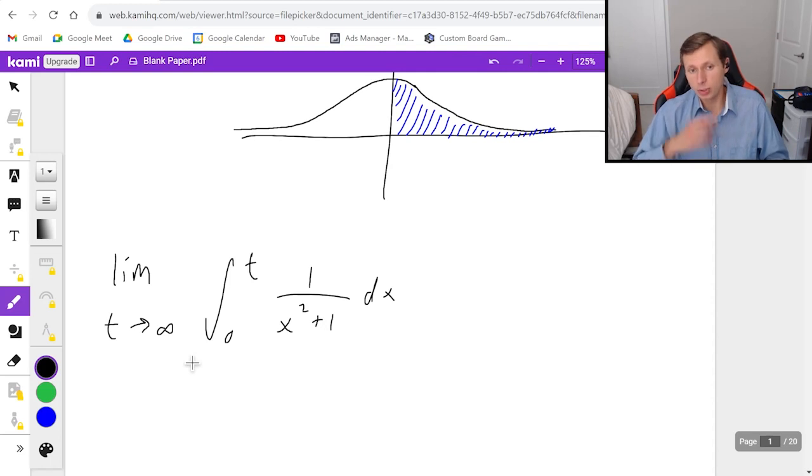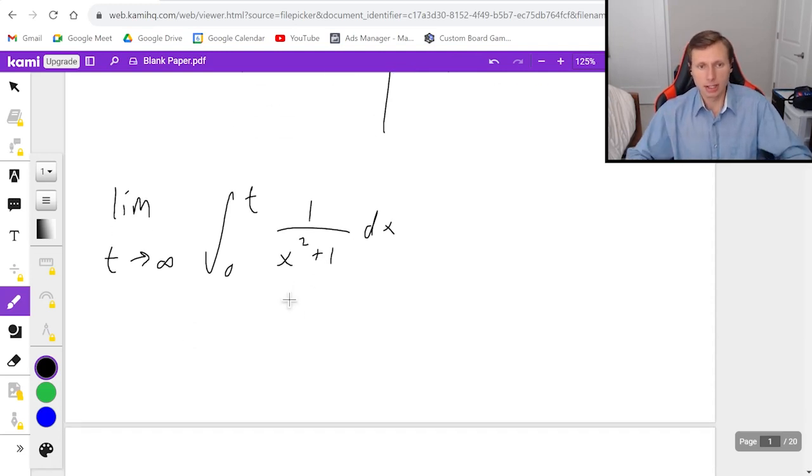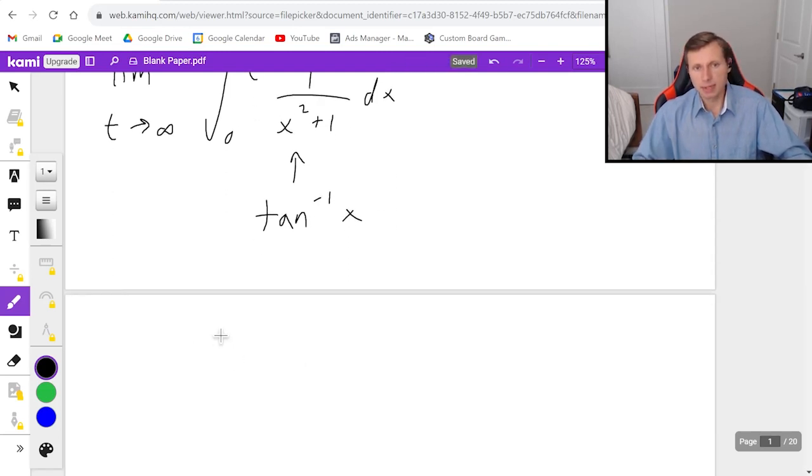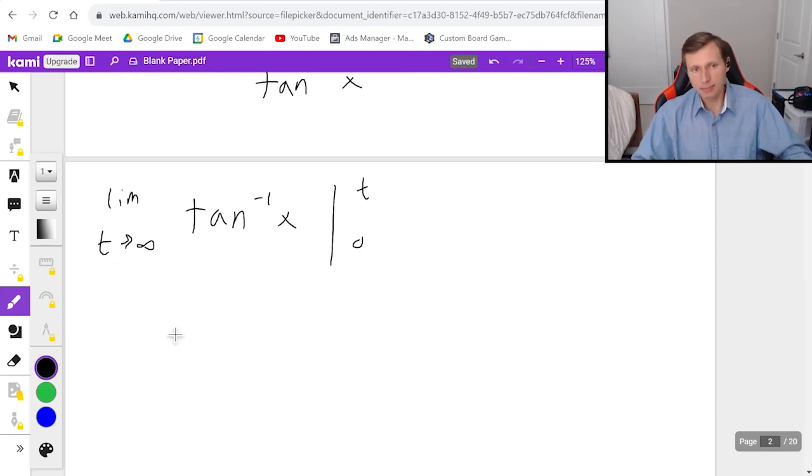The next thing we're going to do is we're actually going to solve this integral. Luckily, hopefully, you know this, I know it. It's the arctangent of x, pretty easy one. And so that means I'm going to write arctangent of x evaluated from 0 to t, and I can't forget this is the limit as t goes to infinity. So then plugging in here, I'm going to get arctangent of t minus arctangent of 0, and again, this is still the limit as t goes to infinity.